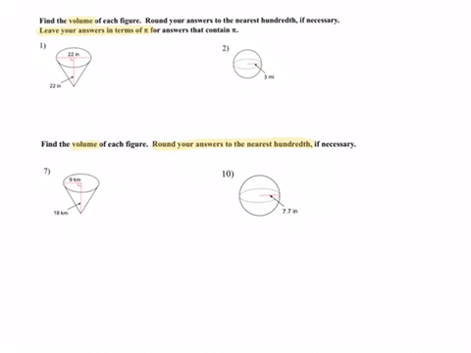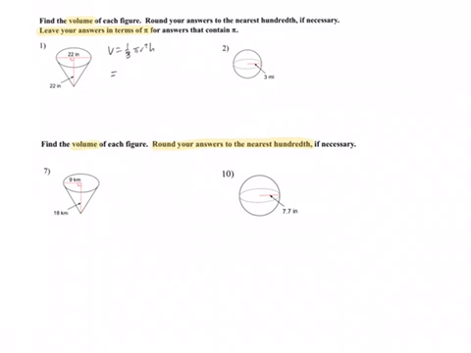Right, so here we go. This one says find the volume of each figure. Round your answer to the nearest hundredth if necessary, but leave your answer in terms of pi. So the first one's a cone. So we are just going to write down the formula for the volume of a cone. The volume of a cone is 1/3 pi r squared h.